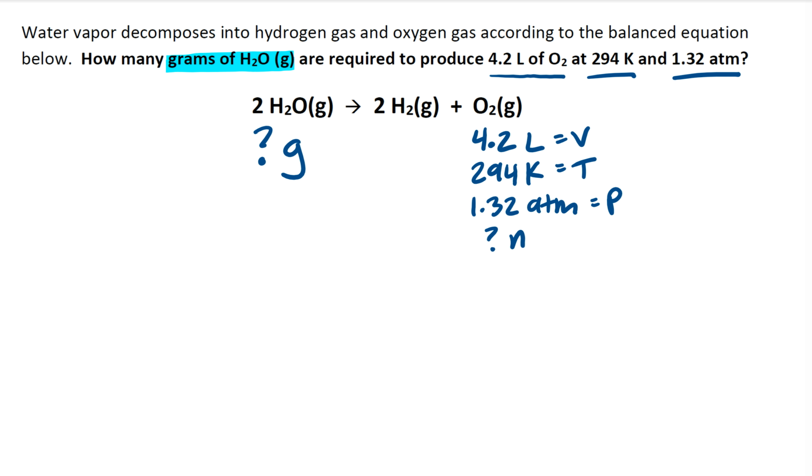This is a gas. They gave me volume, temperature, and pressure. I'm looking for moles. We're going to use PV = nRT, the ideal gas law, to solve for the moles of oxygen. So that is step number 1. Let's solve for the moles of oxygen using the ideal gas law.